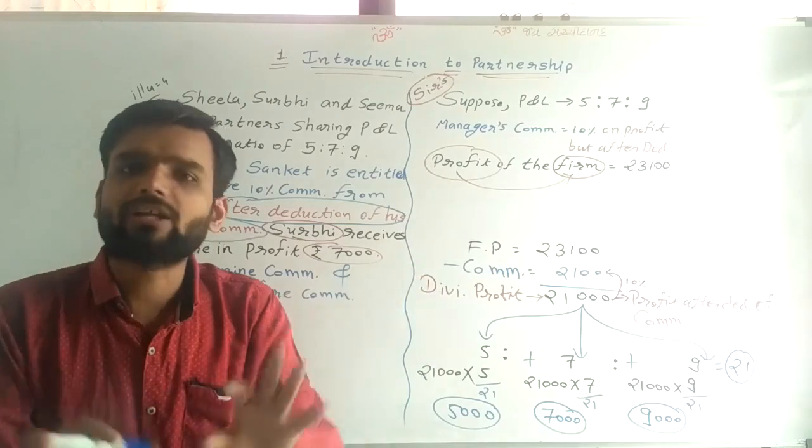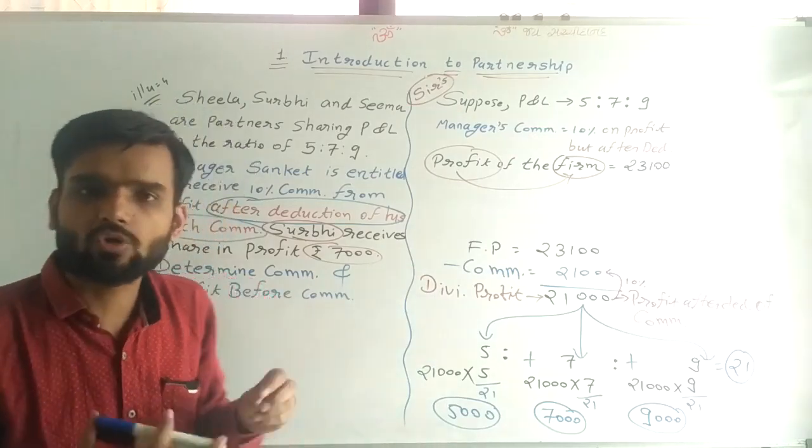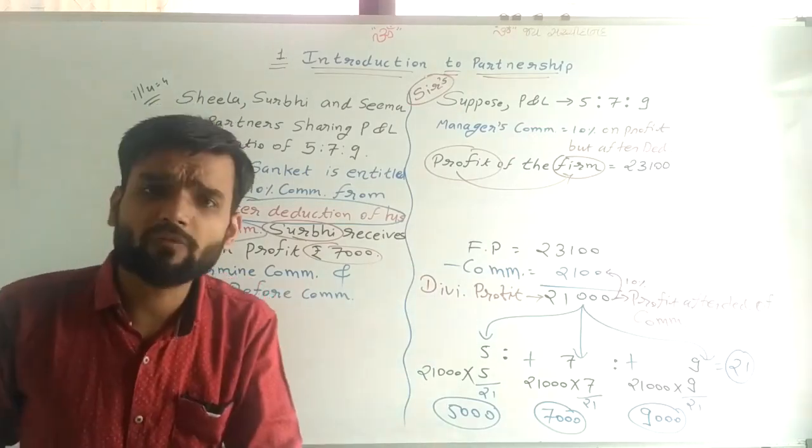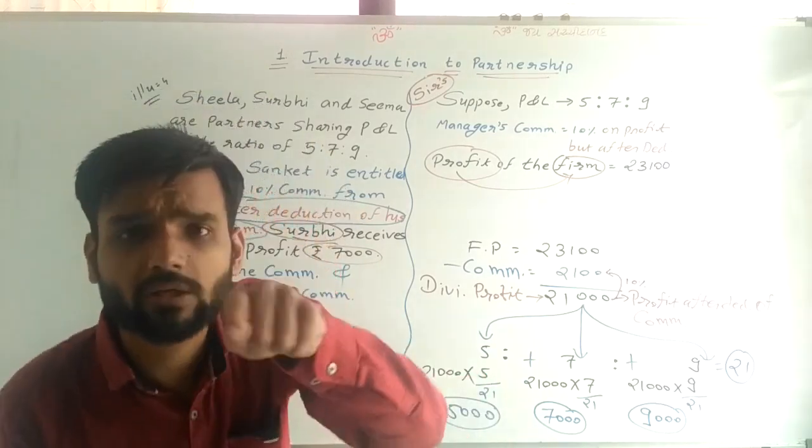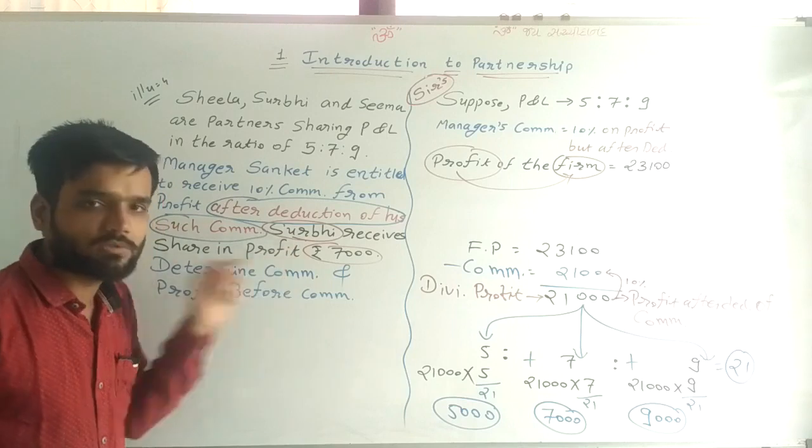Divisible profit? It is not given. Divisible profit is not given. Firm's profit? Firm's profit is also not given. What is given? Surbhi's profit is given.